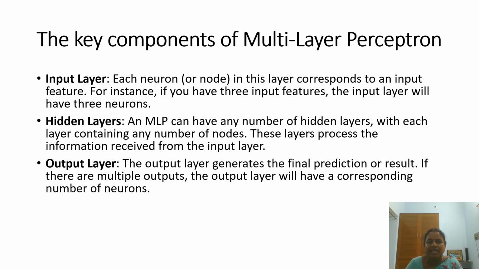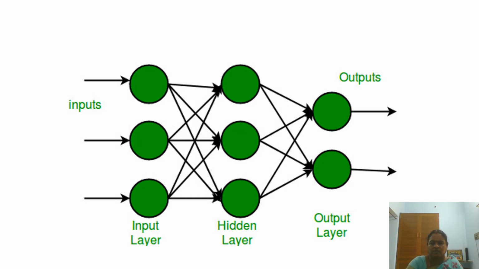In the input layer, each neuron or node corresponds to an input feature. For instance, if you have three input features, the input layer will have three neurons. An MLP can have any number of hidden layers with each layer containing any number of nodes. These layers process the information received from the input layer. The output layer generates the final prediction or result. If there are multiple outputs, the output layer will have a corresponding number of neurons. So in the diagram, we have input layers followed by the hidden layer and the output layer.